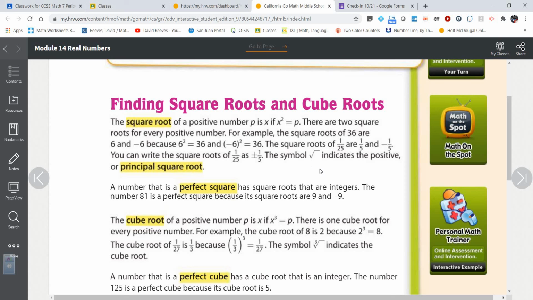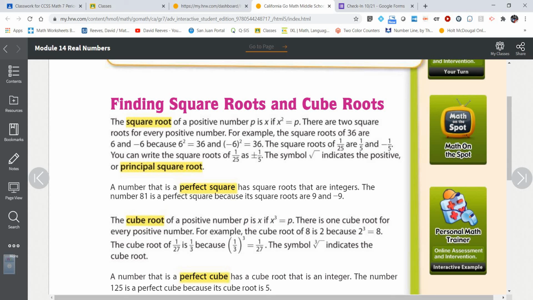You can also take the square root of fractions like they did here, the square root of 1 over 25. You simply take the square root of the top and the square root of the bottom. Sometimes you'll hear us talking about a perfect square. A number is a perfect square if it has a square root that is an integer. The square root of a perfect square will be rational, or the square root of a quotient of perfect squares will be rational. All other square roots will be irrational.